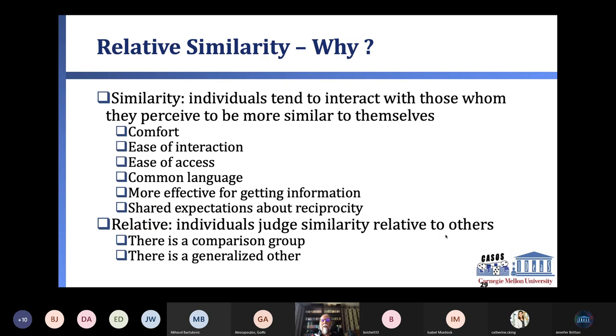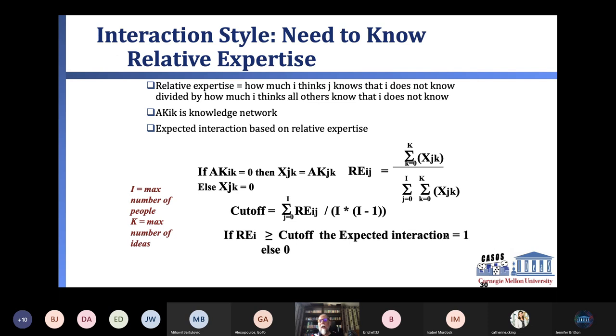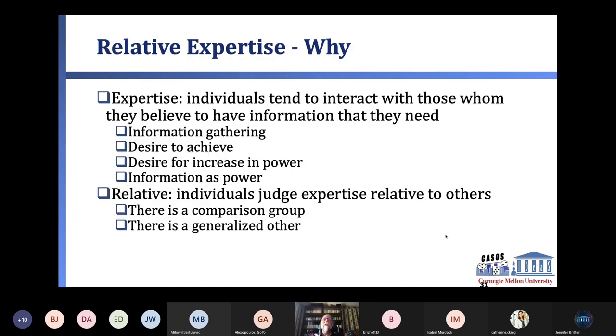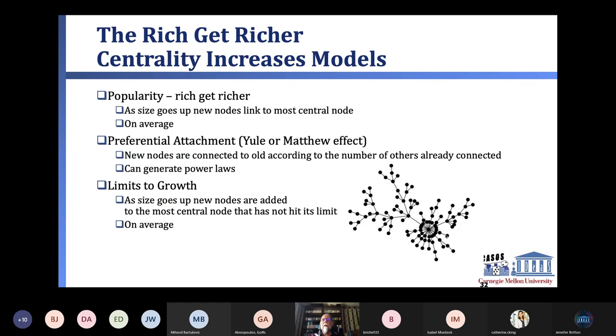And compare the relative number of views I have that are the same relative to the universe of views. And it's relative because you're choosing who to interact with. So if no one's very similar to you, you'll still find the person who's most similar. If you're in a job, you may need a certain expertise. So then you're more driven to find the person to interact with who has that expertise relative to all other expertises. And it's relative because, again, you'll take the person who knows the most about the thing you're trying to do, even if they're not really the expert. So this is all ways of applying homophily.